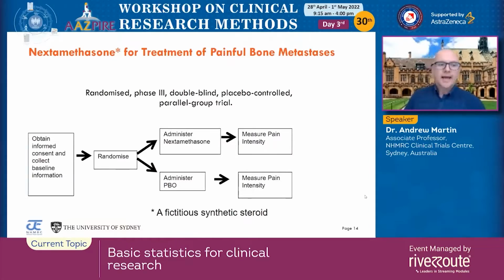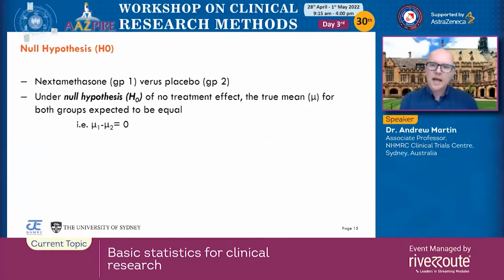So let's move a little bit deeper into this topic by introducing a fictitious randomized control trial, one where we are allocating consenting and eligible patients with painful bone metastases to either receive a placebo in addition to best supportive care, or a fictitious synthetic steroid that we're calling dexamethasone. And we're going to measure pain intensity as the endpoint for this trial using a rating scale. And when talking about hypothesis testing, we need to introduce the concept of the null hypothesis.